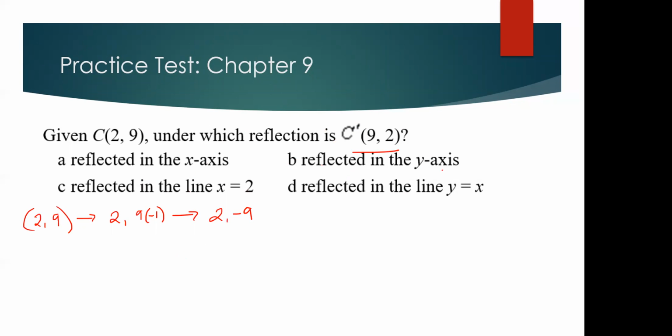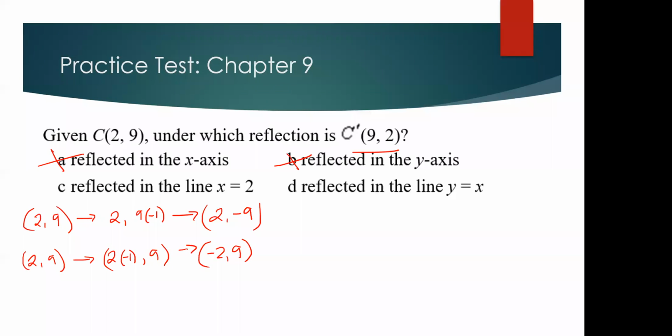And then if you reflect over the y-axis, you would multiply the x-coordinate by -1. So we'd multiply 2 by -1, and we would get (-2, 9). Well, that isn't the point that we ended up with either. So it's not going to be reflected over the x-axis or the y-axis. So then the question is, is it reflected over x equals 2?